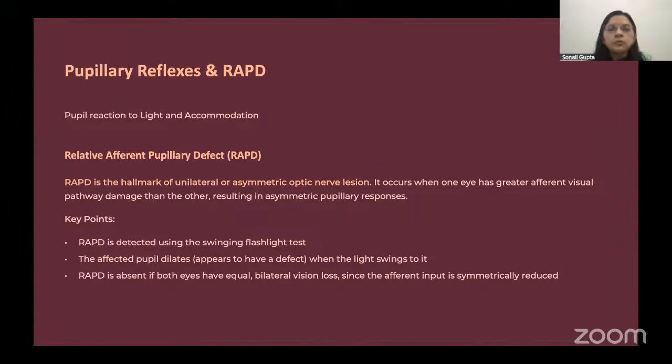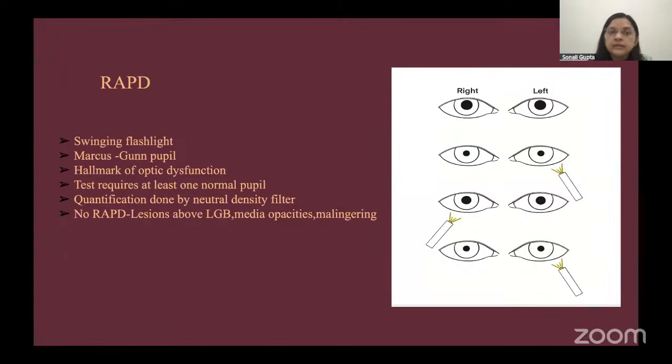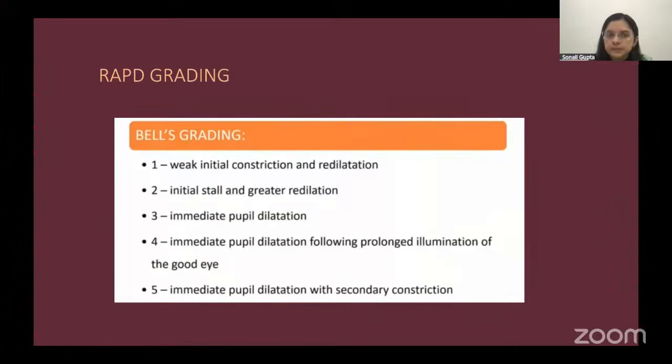So coming to the pupillary reflexes, we do need to check for RAPD, which is usually the hallmark of unilateral or asymmetric optic nerve lesions. It is detected using the swinging flashlight test, and we can even grade it using neutral density filters. So usually lesions posterior to the lateral geniculate body don't cause an RAPD. We can even grade it to see the severity of the asymmetric lesion.